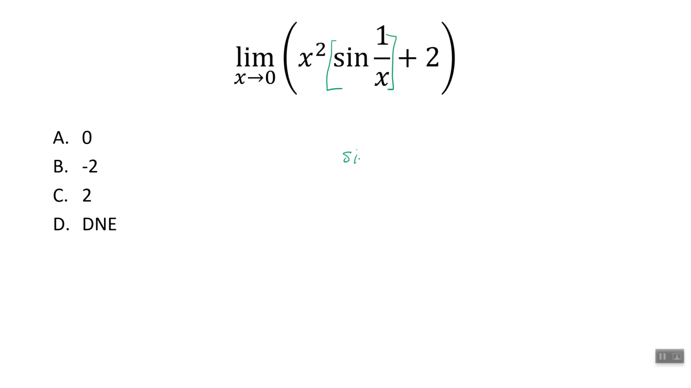All right, so this is sine of 1 over x. It's always less than or equal to 1. It's always greater than or equal to negative 1. Next, it's times x squared, so we multiply every part by x squared. And then we've got plus 2, so we add 2 everywhere also.